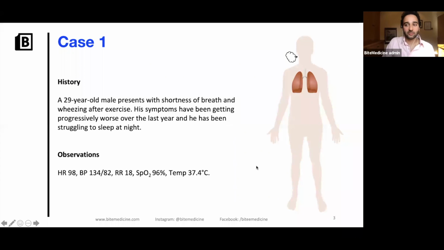Here are his basic observations. He has a heart rate of 98, blood pressure, respiratory rate, saturations, and his temperature. Anything worrying or concerning you based on those observations at all? Nope. Good. I'd say they're pretty fine. I wouldn't be really worried about any of those, to be honest. So we've got a basic idea of what he's come in with. Imagine you're sitting at your GP surgery, and this is the chap that you're seeing.